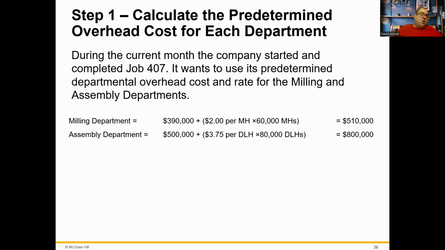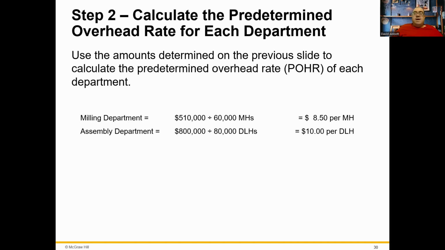And then for the assembly department, $500,000 of fixed cost plus the direct labor hour amount times the number of direct labor hours is 800,000. So during the current month, the company started and completed job 407, and we're going to use this predetermined departmental overhead rate for milling and assembly to work out what the costs are. So now the next step is to calculate the predetermined overhead rate within each department.